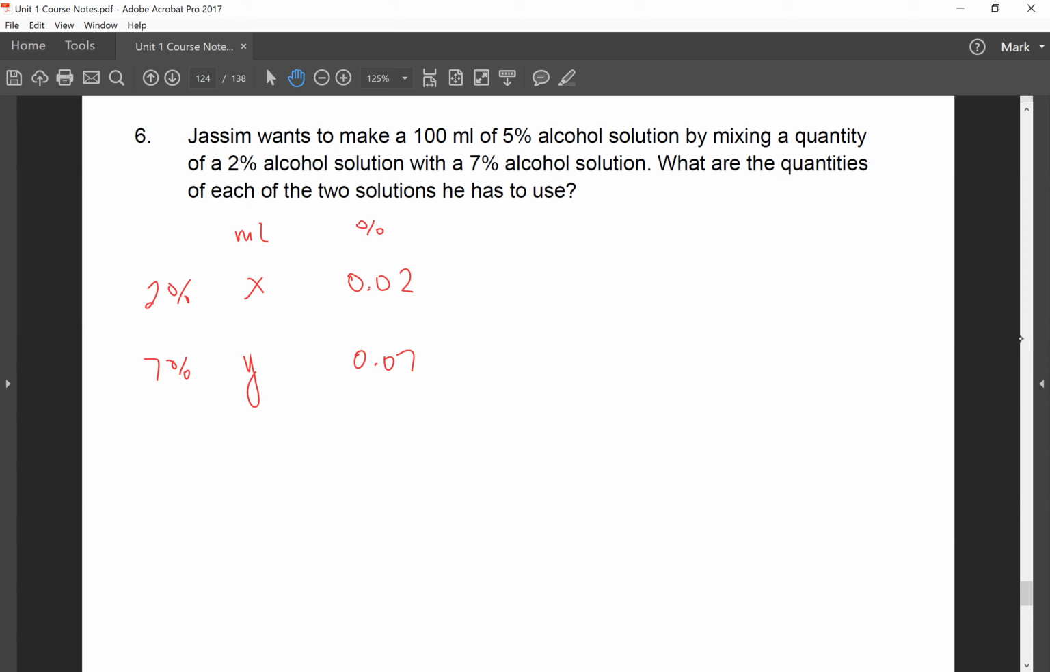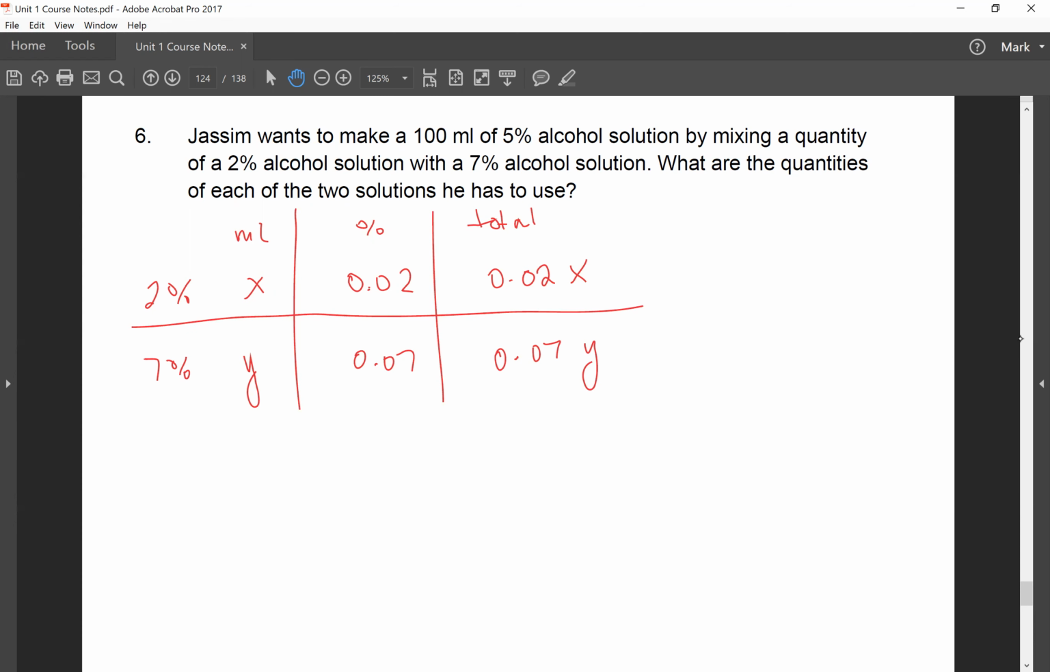Sorry about that. So remember, I had this question yesterday. To change a percent to a decimal, we divide by 100. So that means the total of X and Y would just be these two multiplied together. So I get 0.02X and 0.07Y. Again, all I'm doing is multiplying the first two columns together. So this is a table. And then the last one in the table is the mixture.